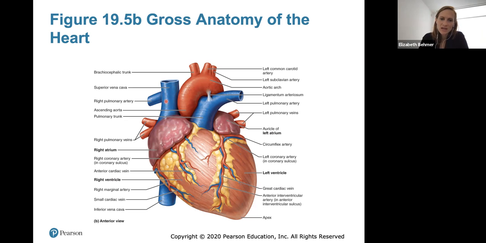Here we have the superior vena cava entering into the right atrium. The inferior vena cava also enters into the right atrium. The aorta has kind of an ascending aorta, an aortic arch, and then a descending aorta that travels down. These 3 pieces coming off of the aorta: the brachiocephalic trunk, the left common carotid, and the left subclavian arteries. The right pulmonary veins and left pulmonary veins bring oxygenated blood into the left atrium. And then the pulmonary trunk divides into a right pulmonary artery and a left pulmonary artery, which takes blood to the lungs to pick up oxygen.